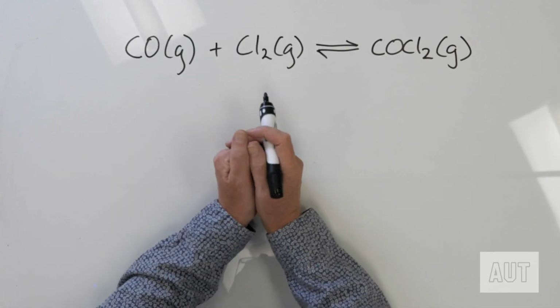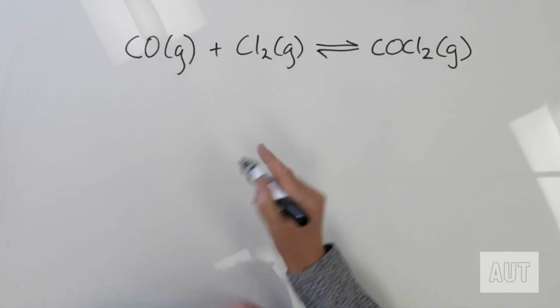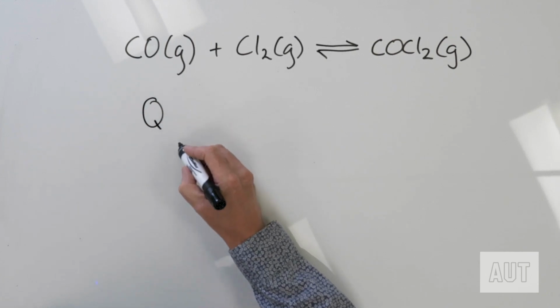Okay, so in order to do this, we're going to introduce a new concept, and this is going to be the reaction quotient. We're going to call that Q, capital Q. Now, yes, it's a new concept, but the beauty of it is that it looks exactly the same as the expression for the equilibrium constant, which is a good thing.